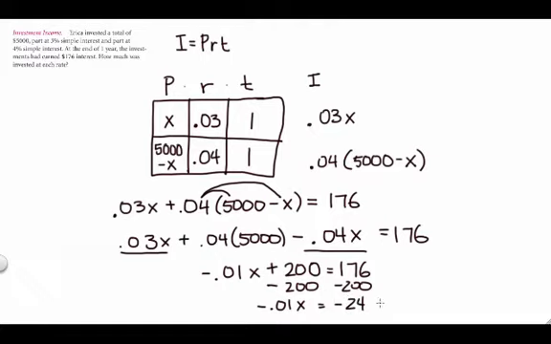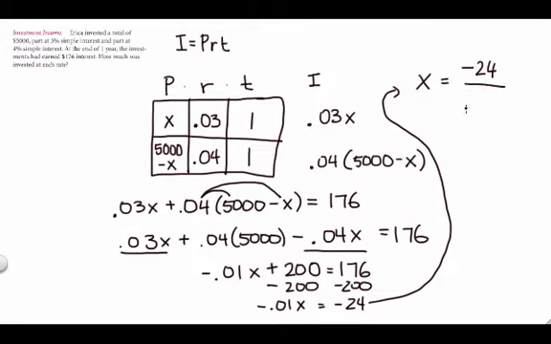Because you're subtracting a larger amount from a smaller amount. And then let me move up there. And the last part that we need to do is divide by negative 0.01. So we get negative 24 divided by negative 0.01. Oh, I forgot the negative. So 24 divided by 0.01 is 2400. So that's my x.